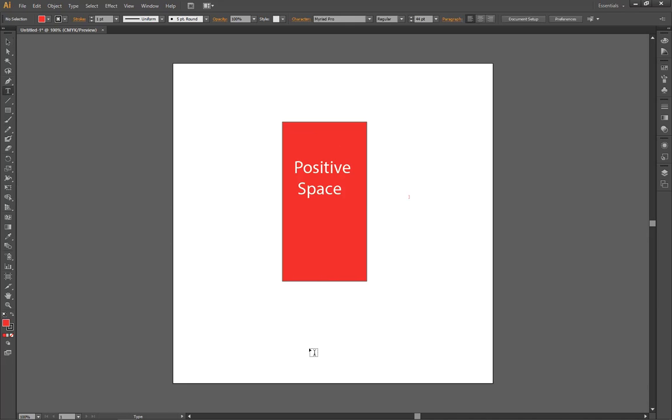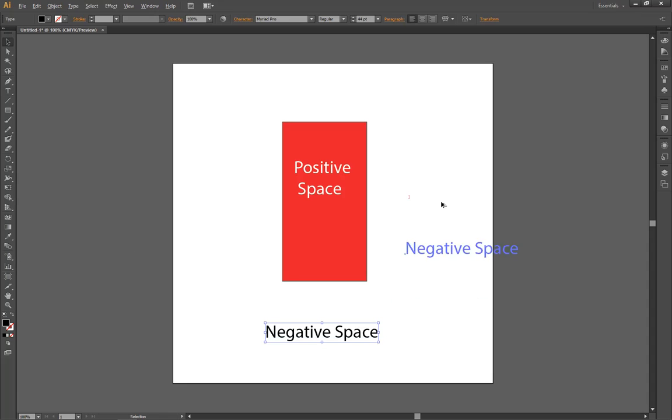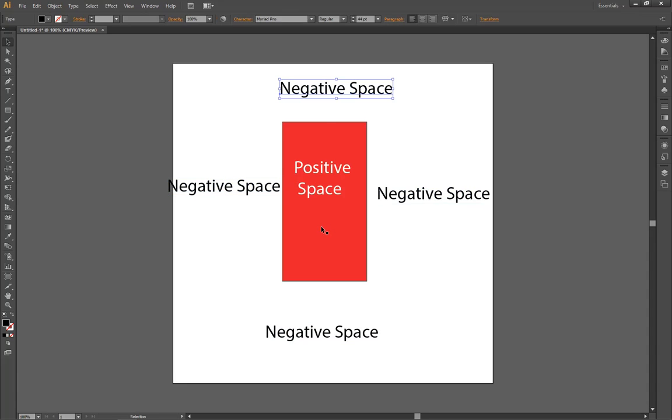So this is the negative space. Okay. So this one is the negative space. Even this one is the negative space. Even here it is the negative space. Up here it is also a negative space. Yes. So all that area, that surface which is white, we call it negative space.